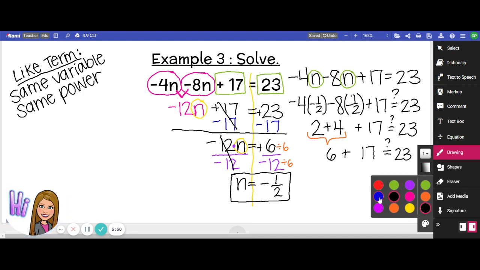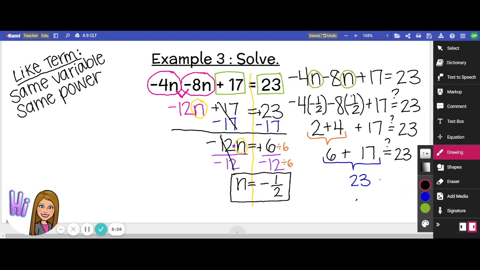And even if you need to use your fingers, we're going to combine 6 plus 17. 17, 18, 19, 20, 21, 22, 23. That equals 23. Does that equal 23? Yes, it does. So our answer, n equals negative 1/2, was correct.